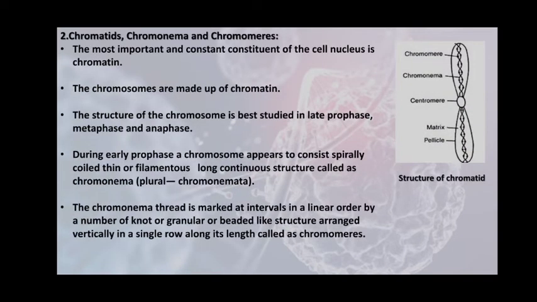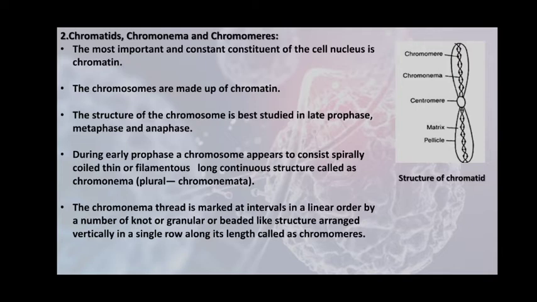Now, the second part of the chromosome is chromatid, chromonema, and chromomeres. The chromosomes are made up of chromatin. The structure of the chromosome is best studied in the late prophase, metaphase, and anaphase. During early prophase, a chromosome appears to consist of a spirally coiled thin or filamentous long continuous structure called chromonema. In plural, this is called chromonemata.